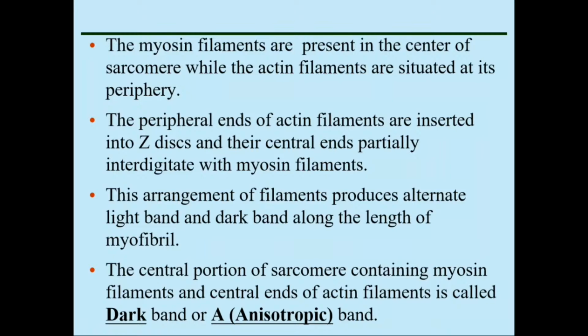This arrangement of filaments produces alternate light band and dark band along the length of myofibrils. The central portion of the sarcomere containing myosin filaments and the central ends of the actin filaments is called the dark band or A band. A refers to anisotropic, where the polarized light is refracted in more than one direction. So this is the anisotropic band or A band.